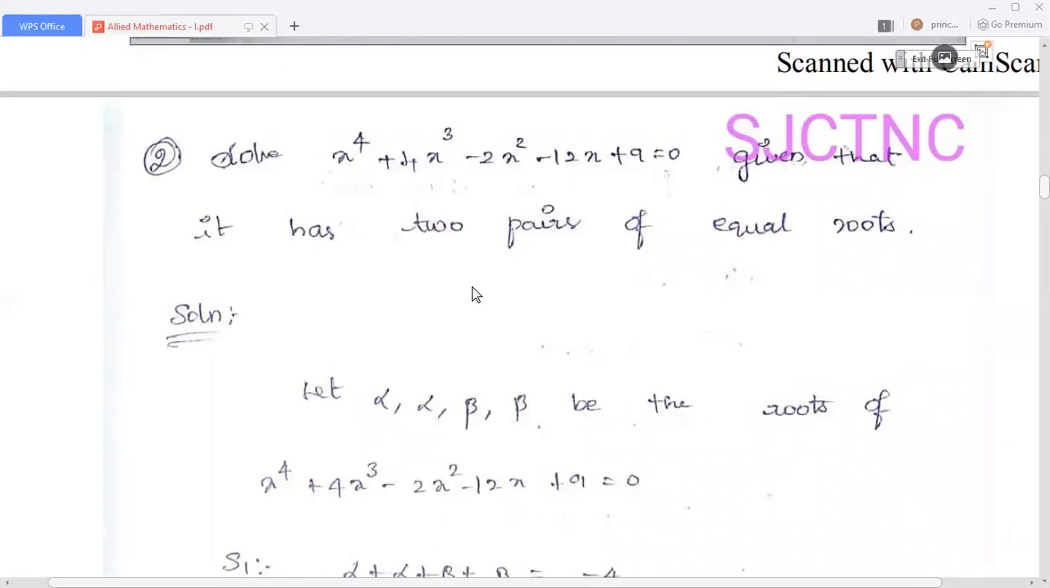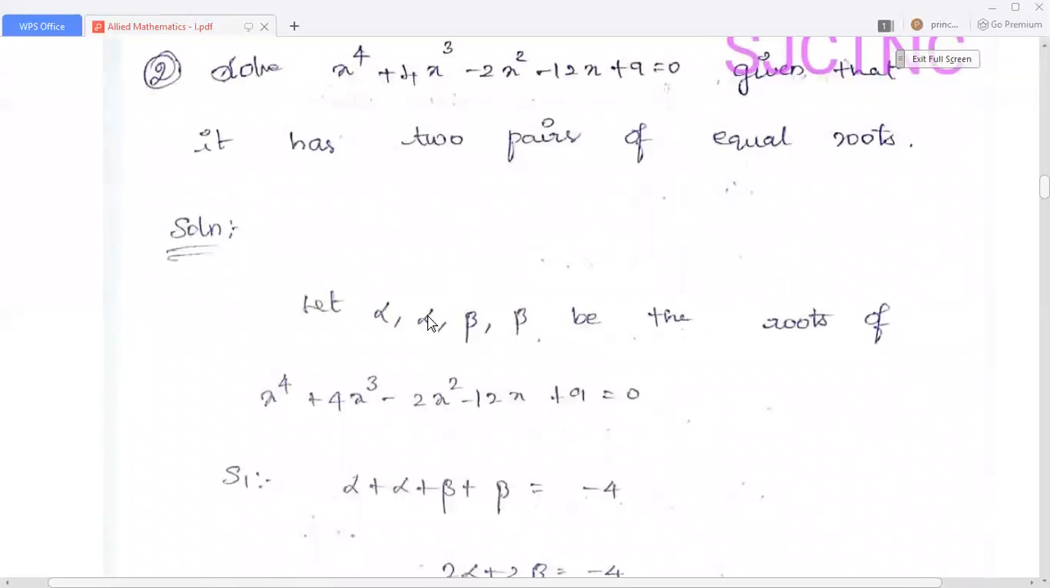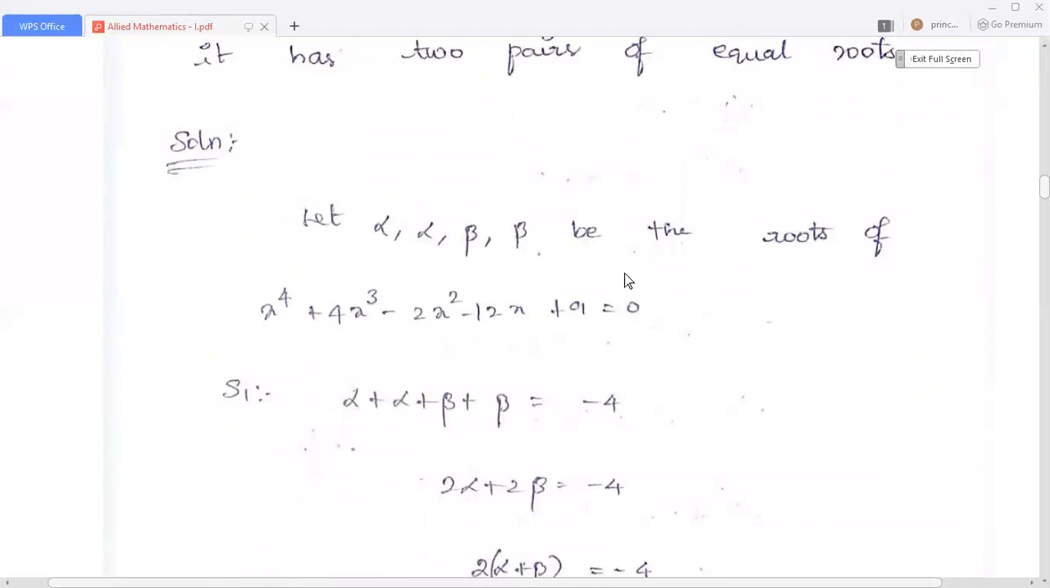Next problem. Solve the equation x power 4 plus 4x cube minus 2x square minus 12x plus 9 equals 0, given that it has 2 pairs of equal roots. 2 pairs, that is alpha alpha, beta beta. So they are equal and in pairs. So let alpha, alpha, beta, beta be the roots of the equation x power 4 plus 4x cube minus 2x square minus 12x plus 9 equal to 0.